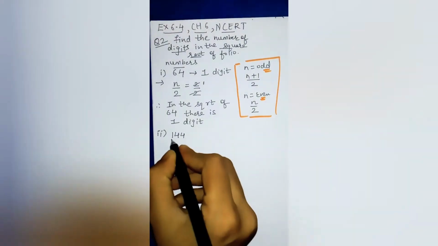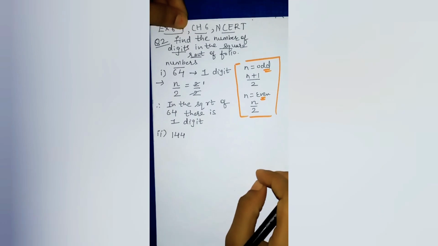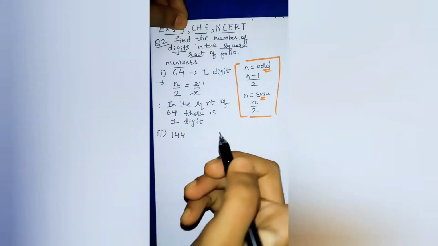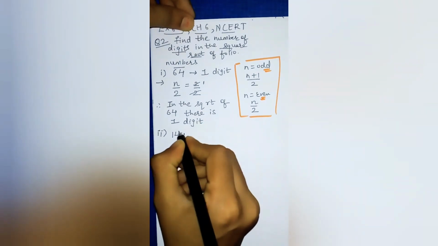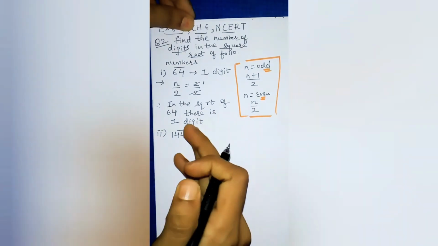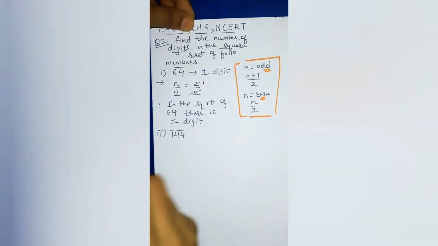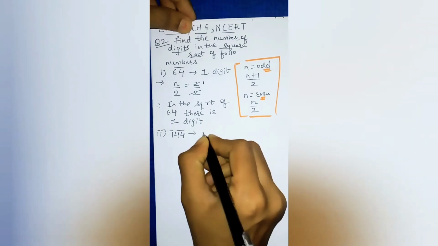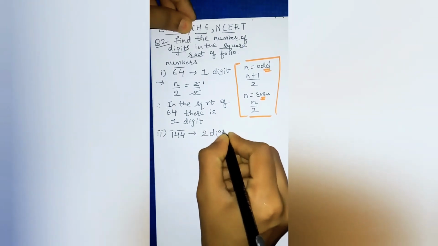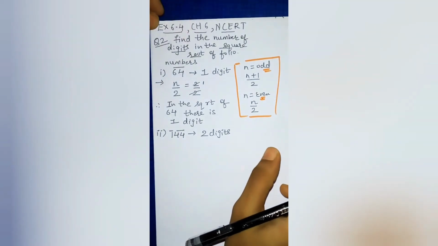Second one is 144. Now we will find out the number of digits in the square root. First we will check by drawing the bar. If we draw bars, we start from the backside, from the last digit. So 2 and then this one. How many bars are we getting? 2 bars. So there will be 2 digits in the square root of 144. This way you can find easily.